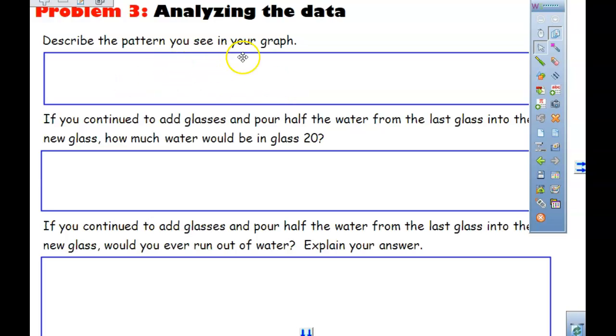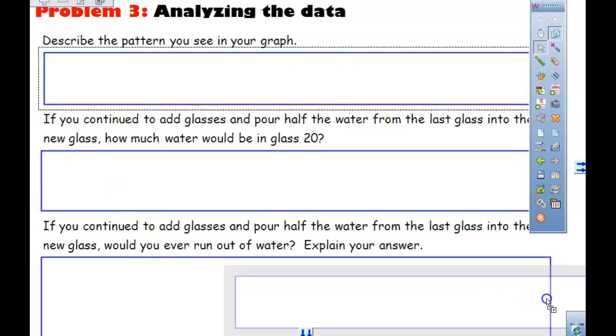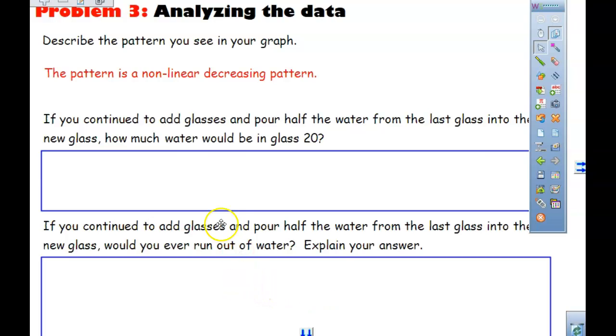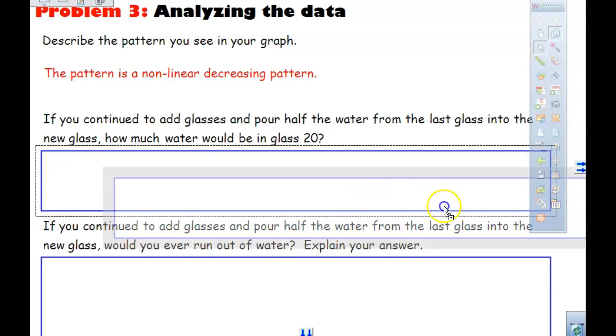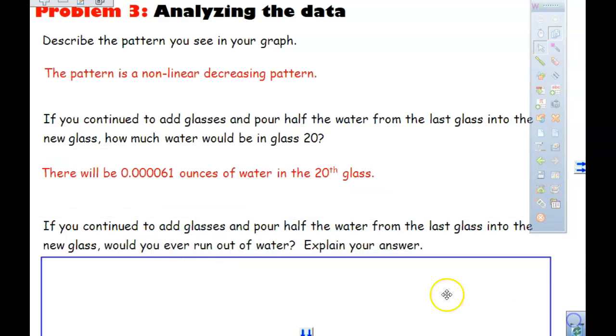Describe the pattern you see on the graph. If we are looking at that pattern, we'd say it's non-linear. It's a decreasing pattern. If you continue to add glasses of water from the last glass into the new glass, how much would be in glass 20? Remember, we stopped at glass 8. So we're going to keep going by a half. Oh my gosh, that is getting small. We want to think of that on the 20th glass. If you kept dividing by 2, can we even measure that? That is what you want to think.